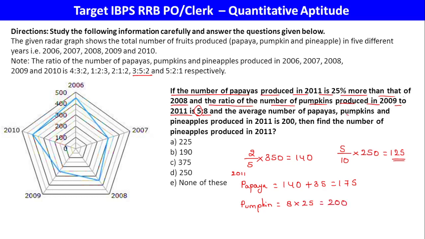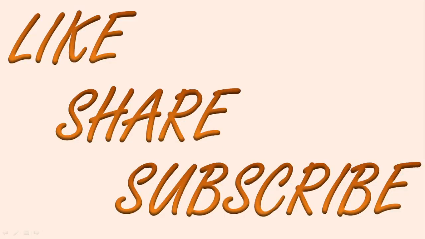Then next. The average number of papaya, pumpkin, pineapple in 2011, then find the pineapple. Pineapple is 200, so here 200 went into the average, here 25 was less, so let's add another 25 to 200. 225 is my value, right? Option A is the final answer for this question. Correct? Yes. So here ends the session.